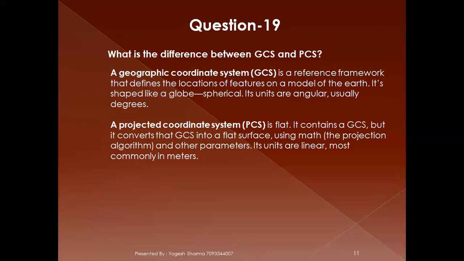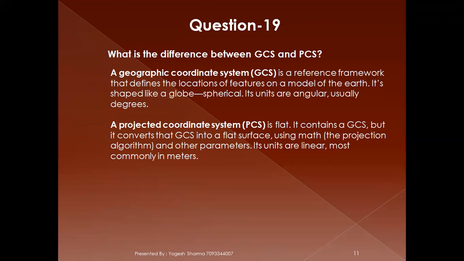What is the difference between GCS and PCS? I already explained this to you. The geographic coordinate system is a reference framework that defines the location of features on the model of the Earth. It is shaped like a globe, spherical. Its units are angular, usually degrees.